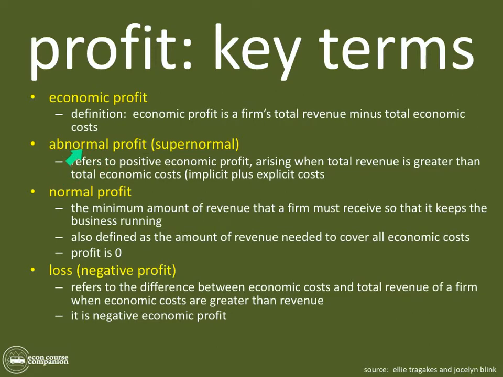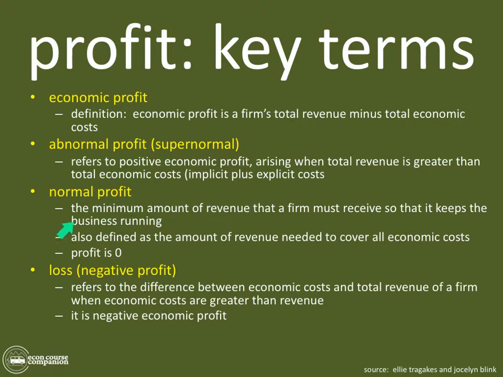Abnormal profit is one of these economic terms that you think you know what abnormal means and you think you know what profit means. Of course you do. You put them together and it means something different. Abnormal profit refers to positive economic profit arising when total revenue is greater than total economic cost, and that includes implicit plus explicit costs.